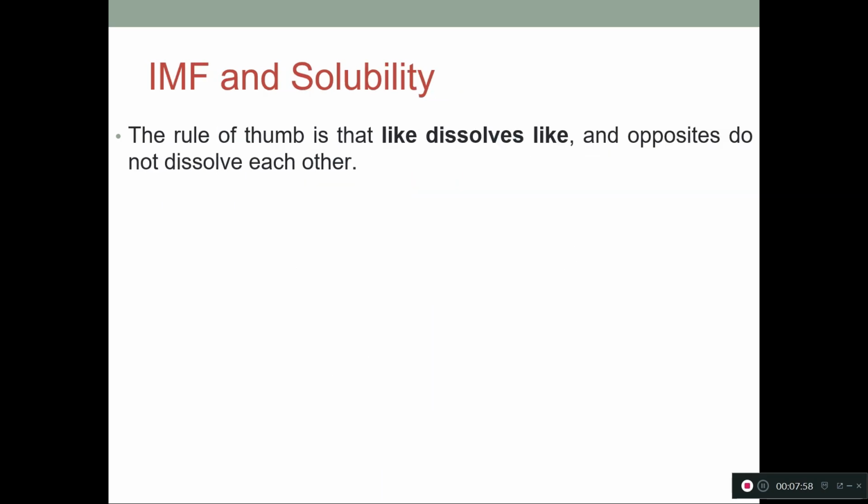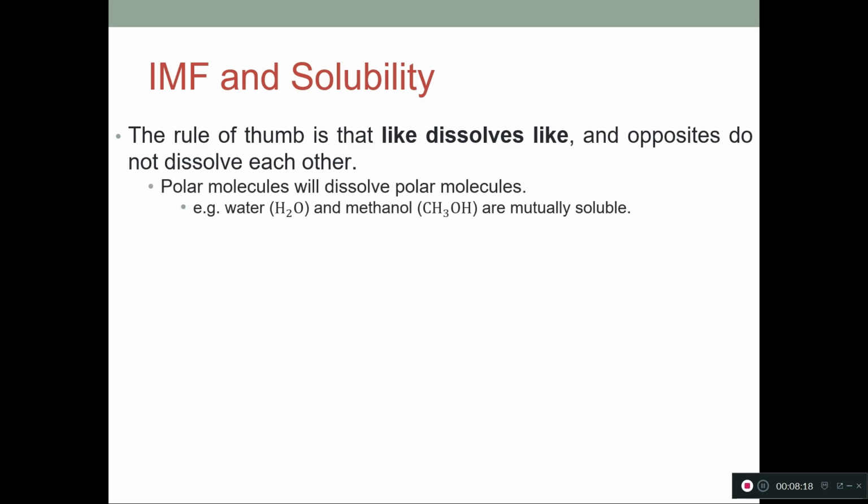And so if we want to think about some of the consequences of these intermolecular forces, we can think about solubility. And so the rule of thumb that you will often hear at this level of chemistry is that like dissolves like, and opposites do not dissolve each other. What we mean by that, for instance, is that polar molecules will dissolve other polar molecules. So, for example, water and methanol, which are both polar molecules, are mutually soluble. If you have a bunch of methanol and you put a little water in it, it will completely dissolve, and vice versa. If you have a bunch of water and put some methanol in it, it will completely dissolve.